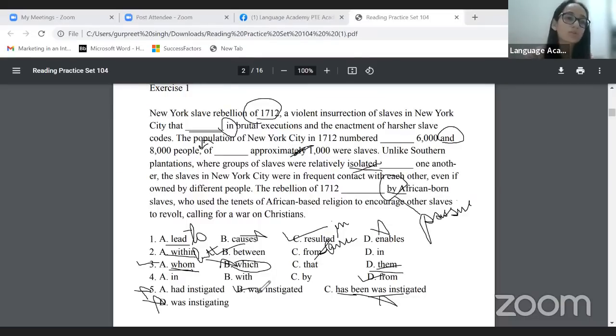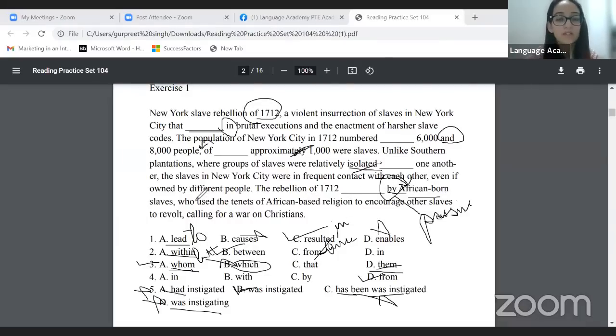But otherwise, those who understand the concept of active and passive should know that the rebellion had not done the work. The work is done by African-born slaves. So when the doer is given after the blank, that's a passive statement. And had goes in active and ing goes in active. So we have to go with was instigated. This rebellion was done by African slaves.